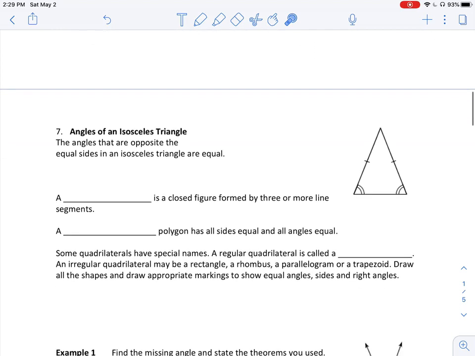Angles of an isosceles triangle. So the angles that are opposite the equal sides in an isosceles triangle are equal. Right? And we can see that here in our triangle. These two side lengths are the same, which means that those two angles are exactly the same, or they are equal.